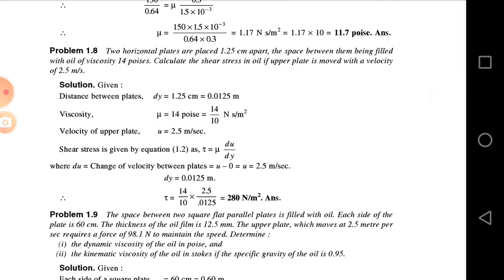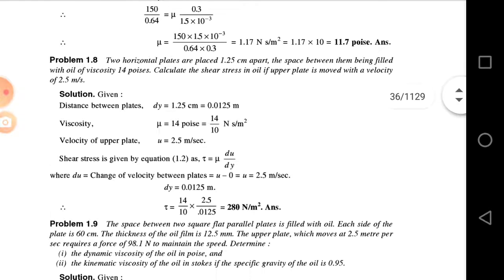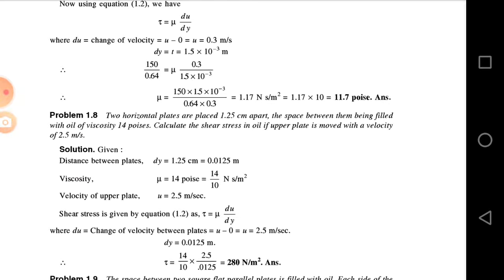Another simple problem. Two horizontal plates are placed 1.25 centimeter apart. The space between them being filled with oil of viscosity 14 poise. Determine the shear stress in oil if upper plate is moved with a velocity of 2.5 meter per second. Distance between the plates 0.0125 meter. Viscosity mu 14 poise, 14 by 10 Newton second per meter square. Velocity of upper plate 2.5 meter per second.